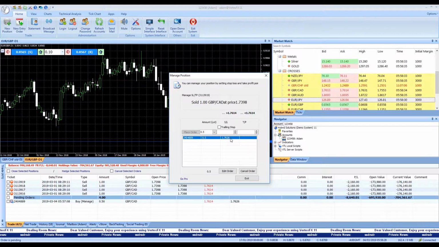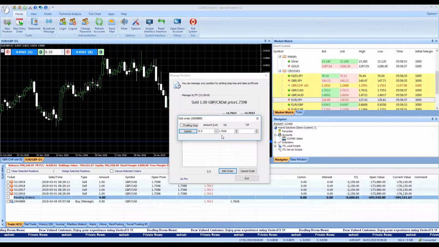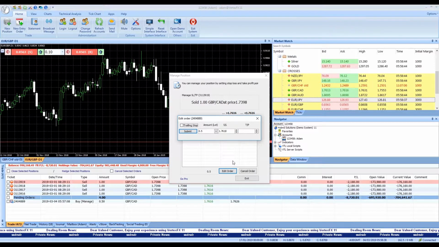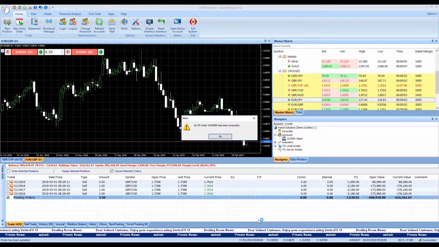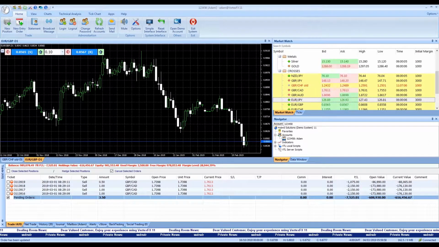VertexFX 11 allows the trader to manage closing positions partially. So if a trader opens a position in a certain amount, he doesn't need to close the whole amount. He could close the position partially using SLTP orders.